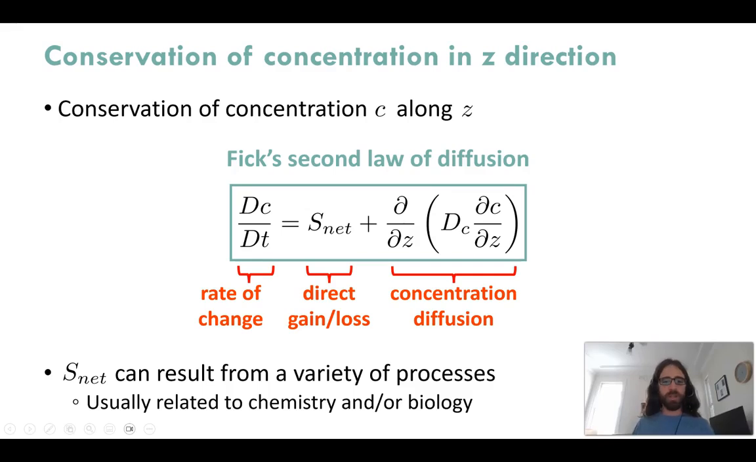This internal direct gain or loss can come from a variety of processes. Mostly they are going to be related to chemistry and/or biology. So you might have some sort of an organism that is consuming carbon dioxide and outputting oxygen, for instance, or vice versa. So the concentrations of those elements are going to vary due to that biological process that needs to be represented in your governing equation.